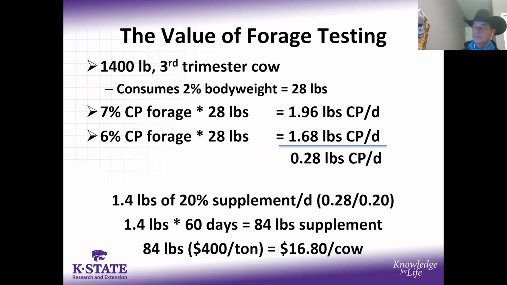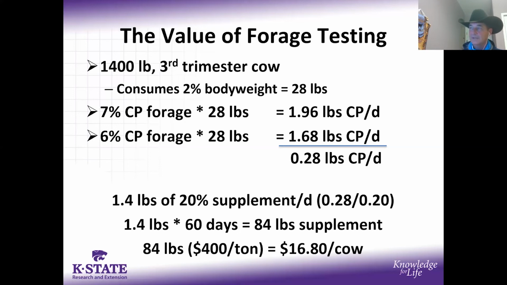We'll then take the price of our feed. In this example, we're just using 400. Keep in mind that number is going to change depending on what you're paying for it. This is just an example. You divide 400 by 2,000, multiply it by 84, you've got $16.80 per cow.